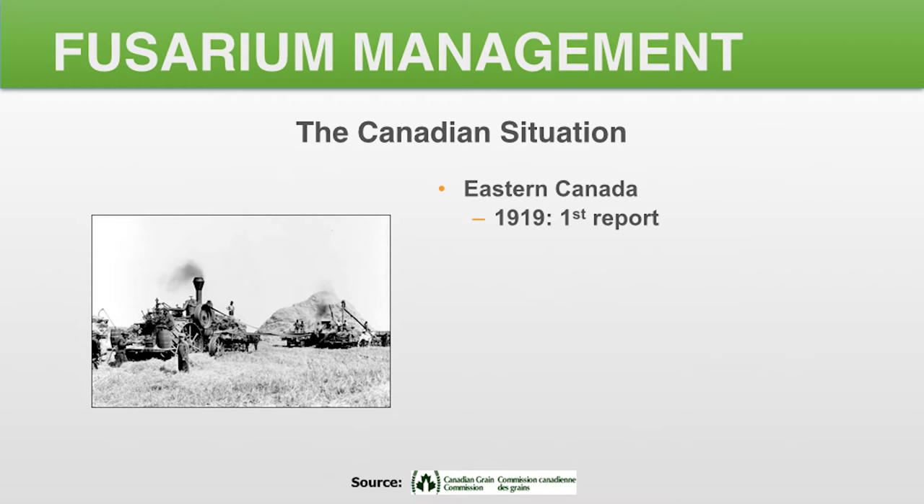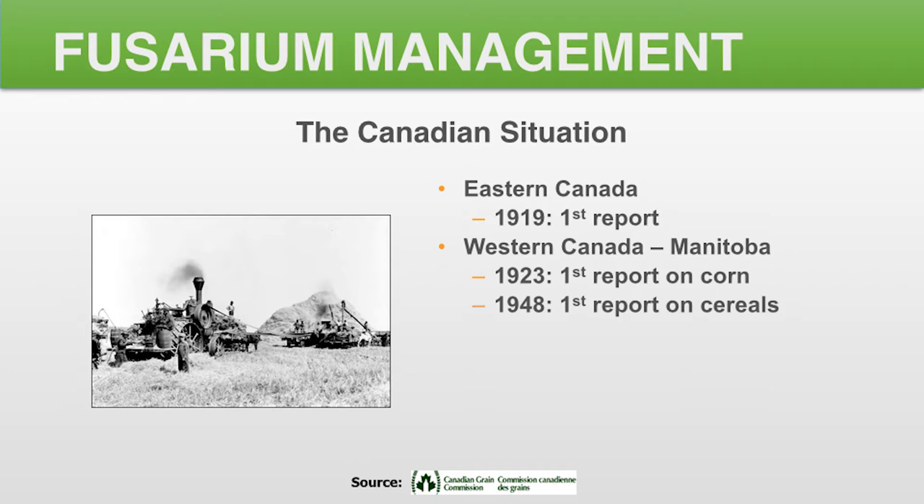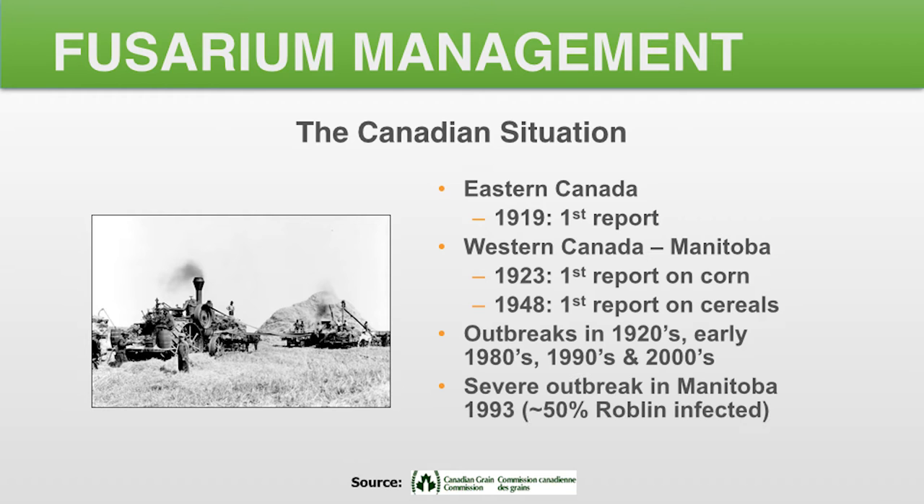So where did Fusarium graminearum come from? Fusarium graminearum first showed up in eastern Canada in the early 1900s. The first report was in 1919. The disease moved west, and there were reports on corn and cereals in the 20s and the 40s. In the 80s and 90s, though, this is when the outbreaks really began to be severe, and specifically in Manitoba in 1993, there were severe losses due to Fusarium graminearum. And the disease spread rapidly, so that in a matter of a year or two, the situation totally changed.